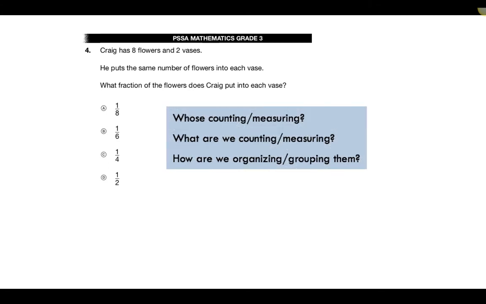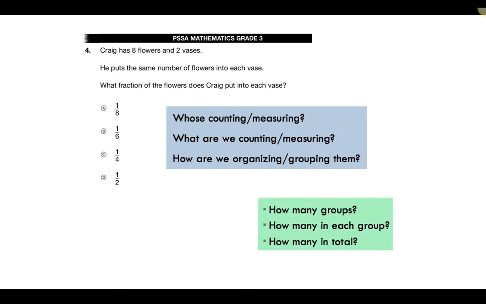Craig has 8 flowers and 2 vases. He puts the same number of flowers into each vase. Which fraction of the flowers does Craig put into each vase? I asked the same question. Who's counting and measuring? I think obviously it's Craig. And what's he counting and measuring? He's counting and measuring flowers. And how is he organizing them? He's putting them into vases. And he's putting the same number in each vase.